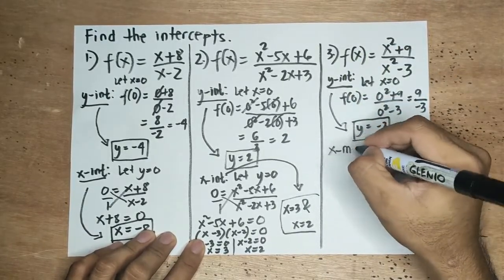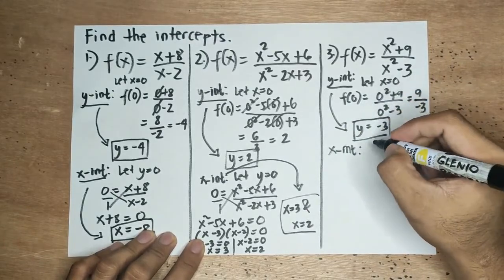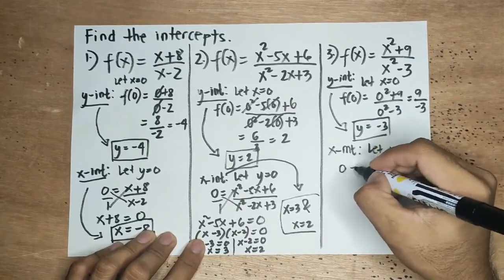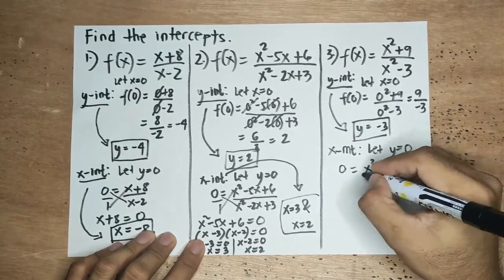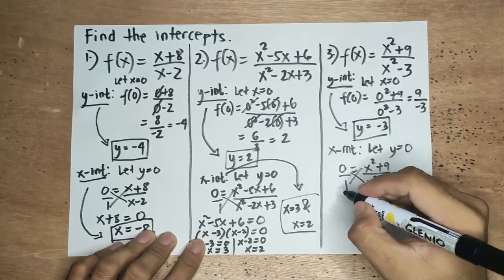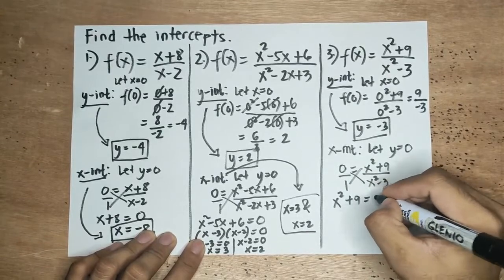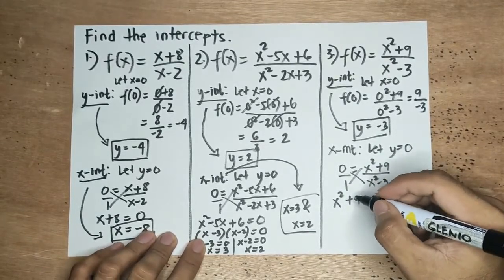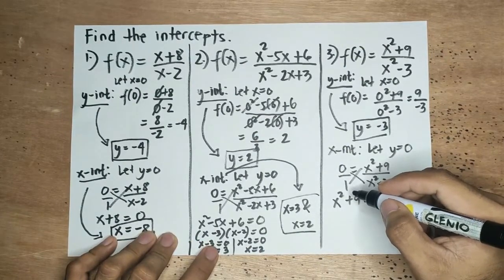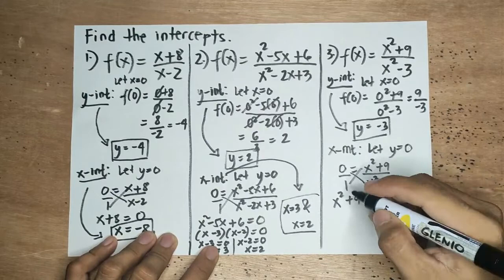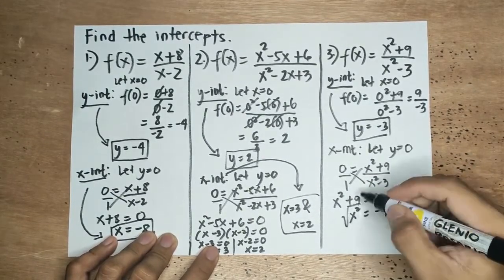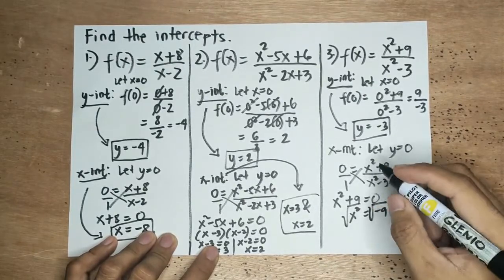For the x-intercept, we let y be equivalent to 0. So doing so, we have 0 is equal to x squared plus 9 all over x squared minus 3 all over 1, cross multiply. So it will give us x squared plus 9 is equal to 0, since hindi siya factorable, and then wala siyang term na hindi squared, wala siyang x lang dyan. So we can use this method. X squared is equal to negative 9. Extracting square roots, we put square root symbol to both sides.